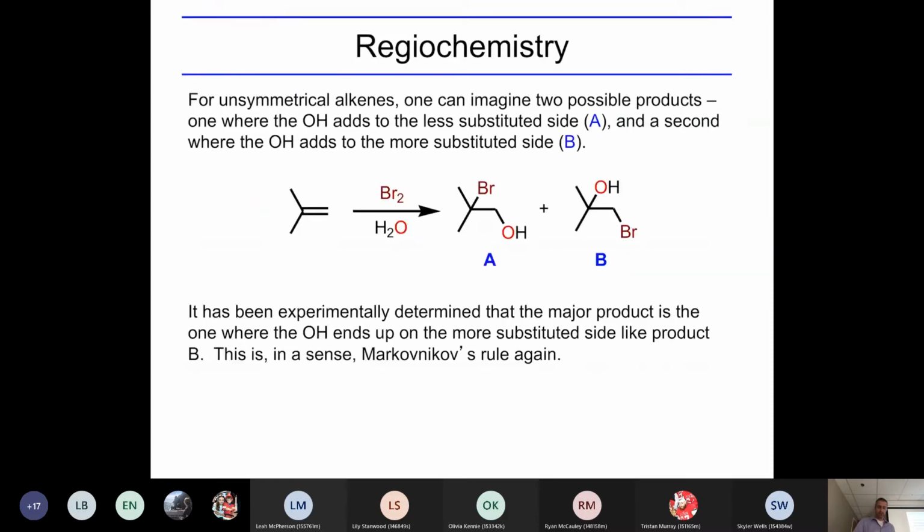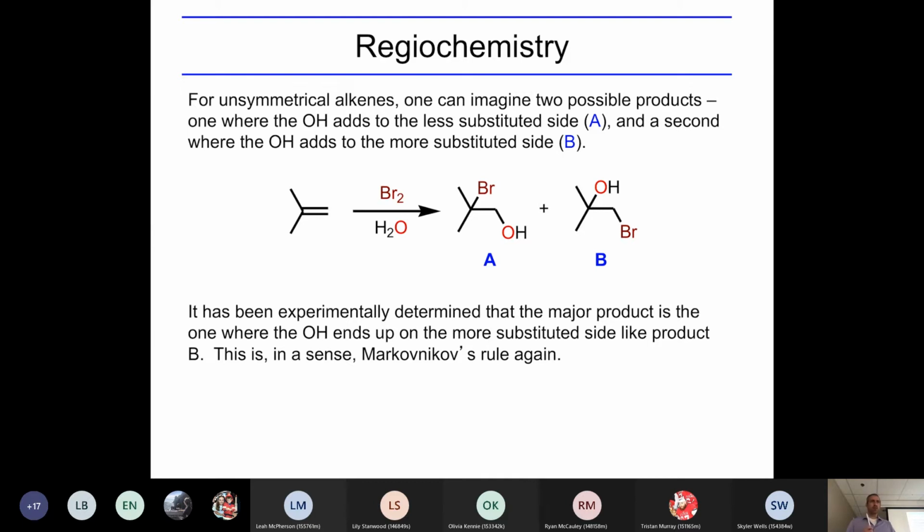So look at an example like this. Here's an example of an alkene that's asymmetric, meaning the degree of substitution is different on the two sides of that alkene. One has 2 alkyl groups, the other has 0. It's geminally disubstituted. We're going to treat it with Br2 and water. And you can imagine the regiochemistry here. There's two different ways this could go. You could add the bromine to the more substituted side, or the OH to the more substituted side.